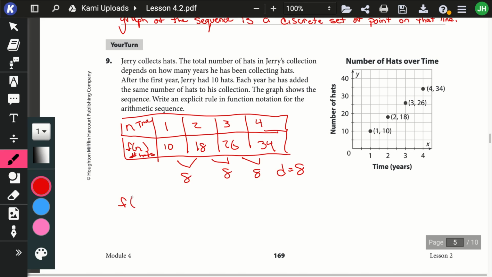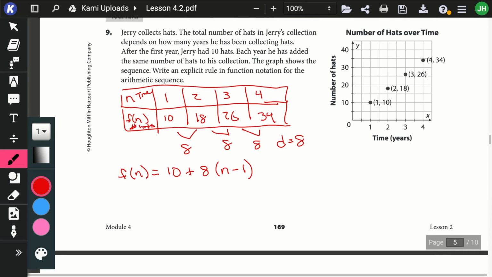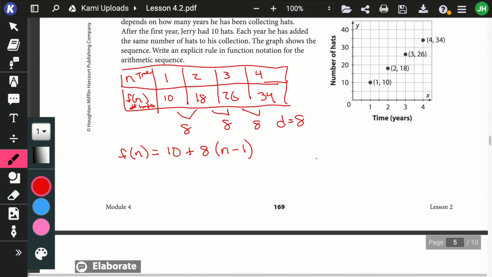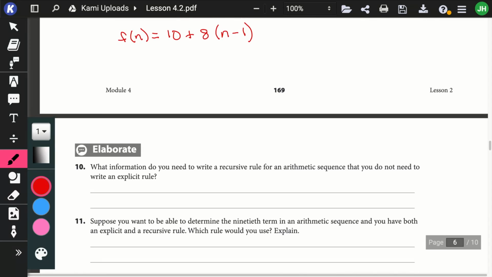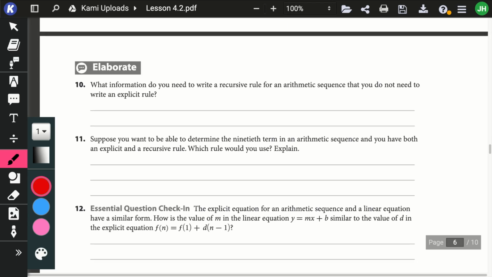f of n equals f of 1, 10, plus 8, the difference, times n minus 1. Correct? That's the explicit rule for the arithmetic sequence in this problem. Okay? So at this point, you should understand enough that you could go on and do the homework. Oh, wait, let's elaborate because we've got a couple more to do here.